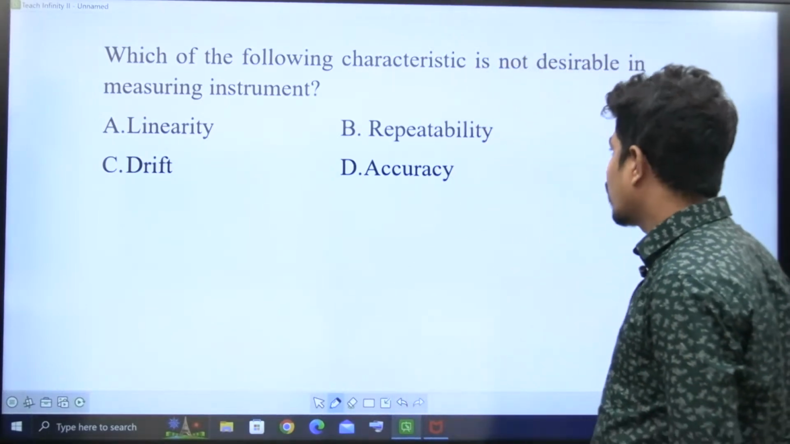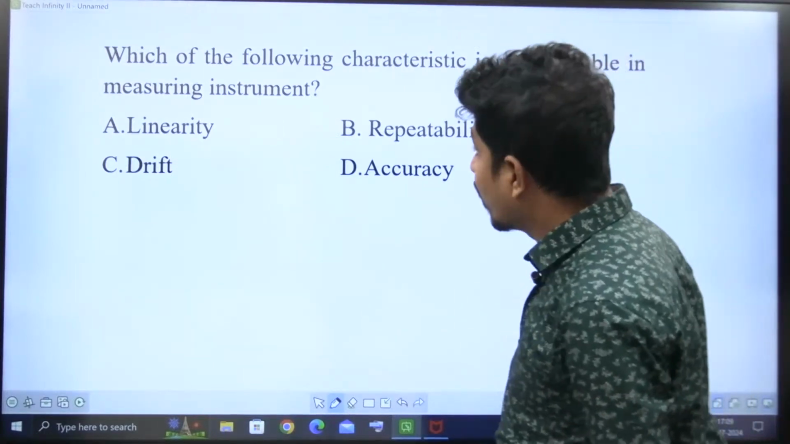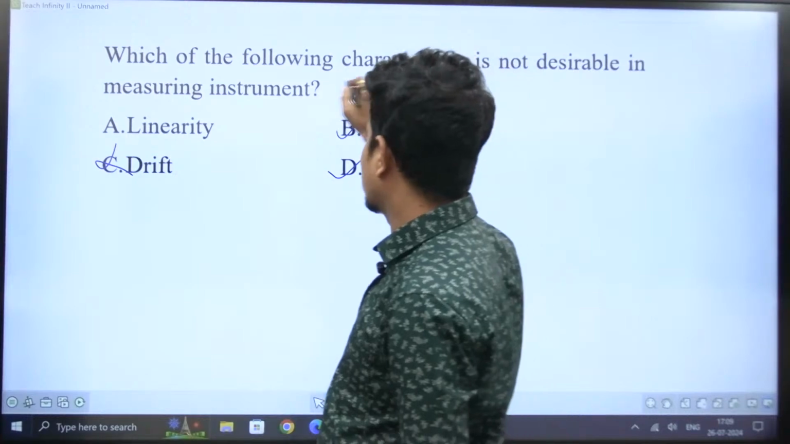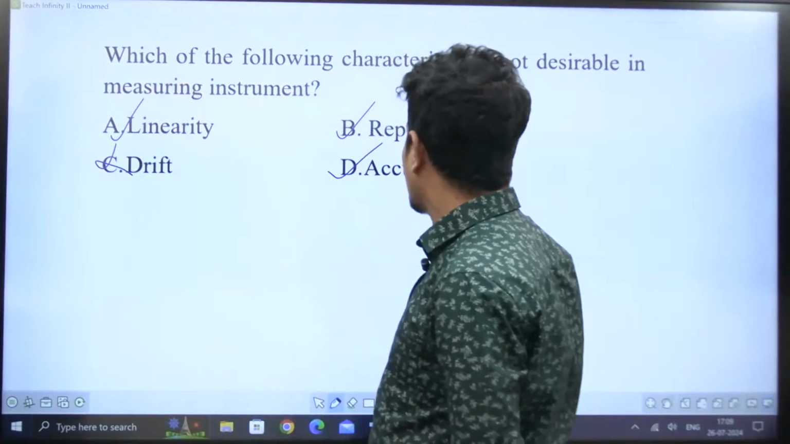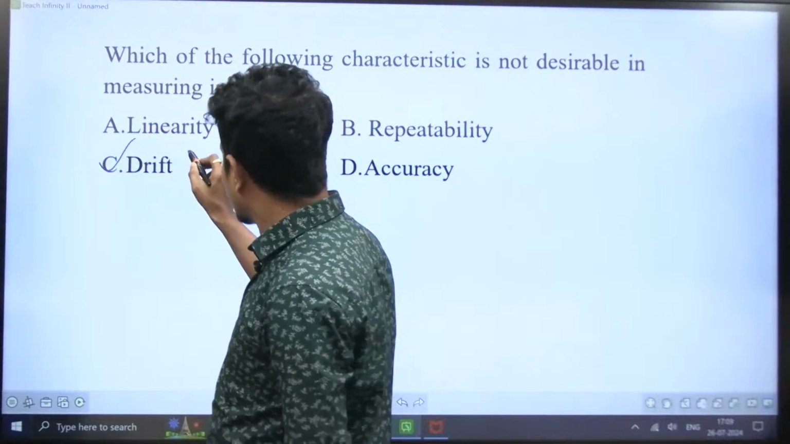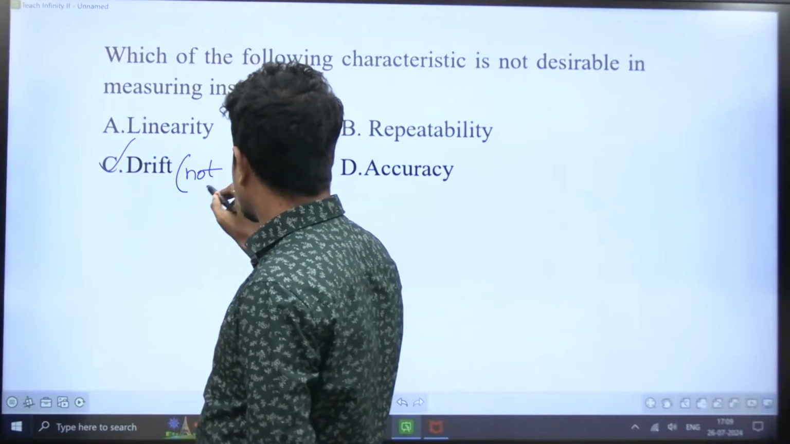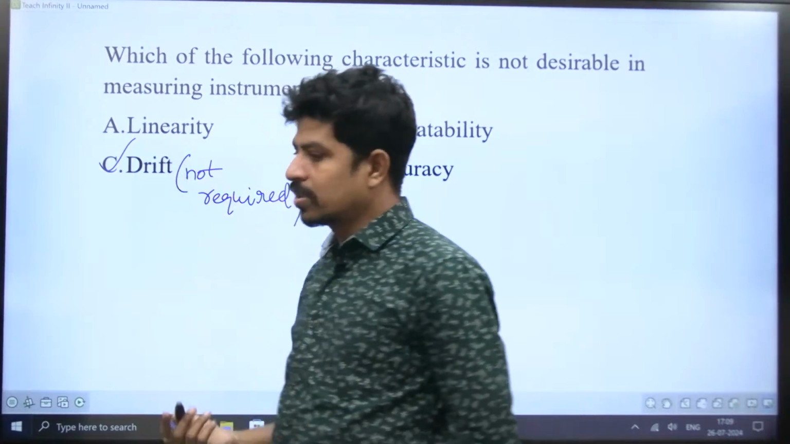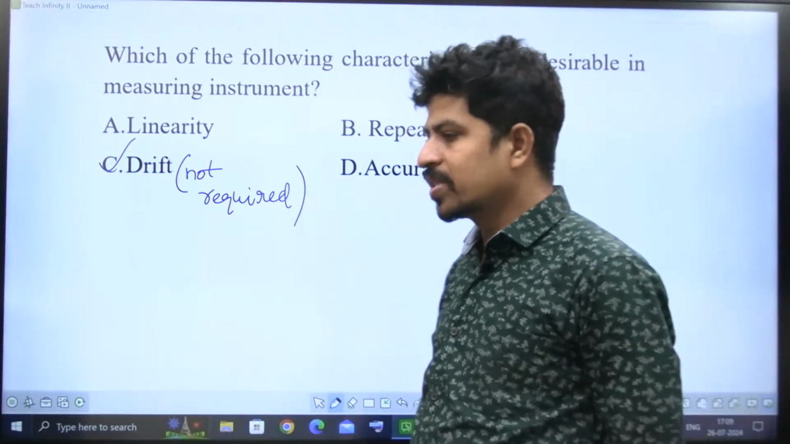Let's see. Linearity required, repeatability required, drift not required. Yes, this is not required for me. Accuracy required. This is required. Just I am ticking what is required for us. Answer is this one only. This is not a positive quantity, means it is not going to help us in the measurement, right? Option is C, Ajay.